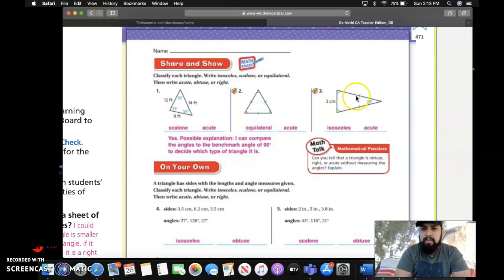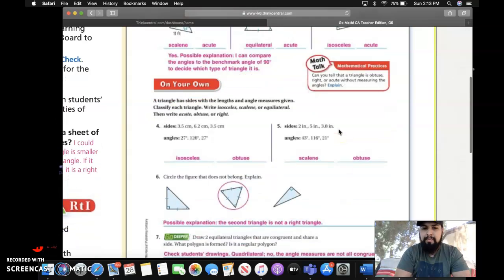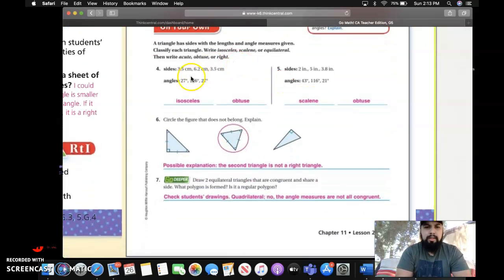But you got to make sure you classify it using both the sides and the angles. That's very important. I do remember that this was kind of a tricky part, but if you just drew it out, I remember telling you guys to show your work in the little empty spaces. If the sides are 3.5, 6.2, and 3.5, well, those two are the same. So that must mean it's an isosceles.